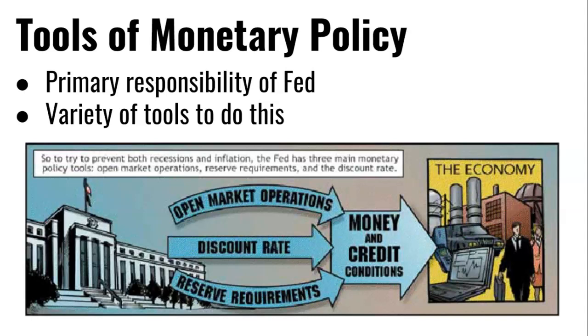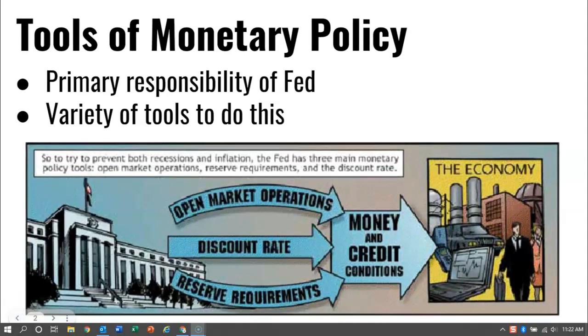So what are the tools of monetary policy? What are the tools of the Federal Reserve? Well, three of them. One, open market operations. We'll get to those in a little bit. The reserve requirement, and then the discount rate. These three tools together influence the amount of money and credit in the economy, which then affects aggregate demand. And it's this influence over aggregate demand that enables the Federal Reserve to address either inflationary gaps or recessionary gaps.